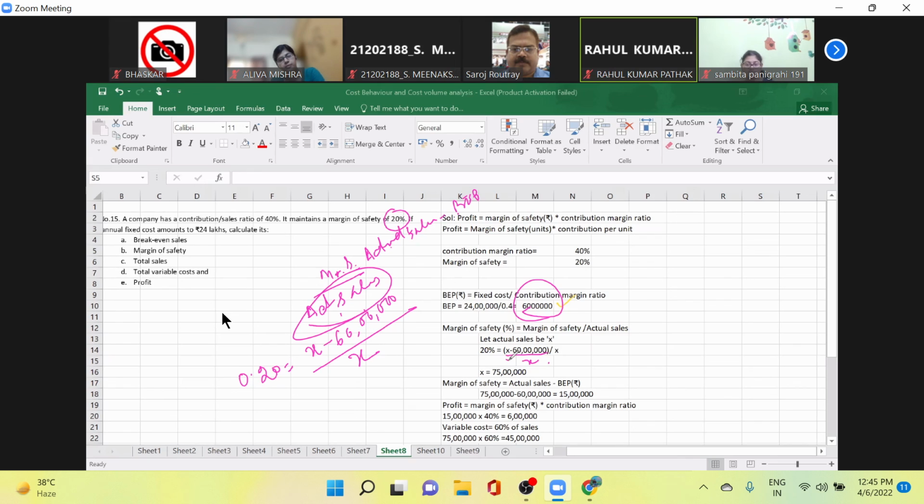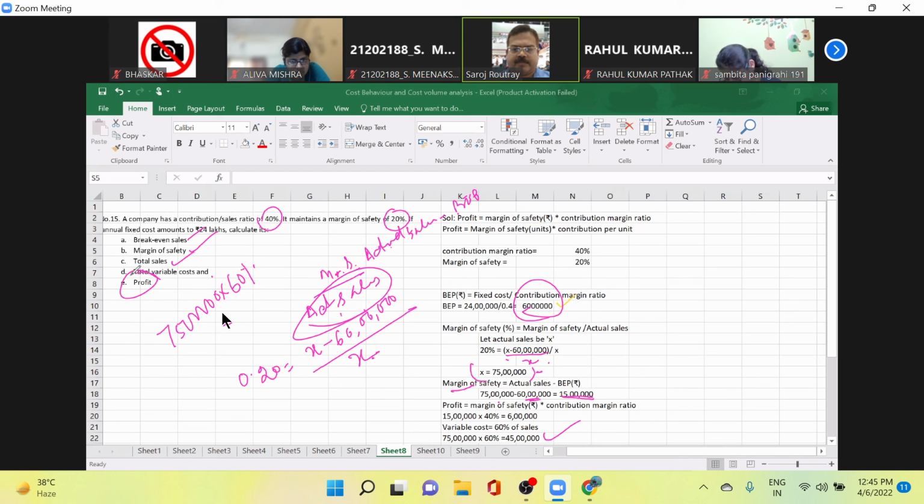So when you solve this, you get X as 75 lakhs. X is your actual sales. So your margin of safety is 75 lakhs minus 60 lakh, 15 lakh. Right? So you got this, you got this. Total variable cost is 60% of your actual sales, because contribution margin is 40%. Rest is variable cost.